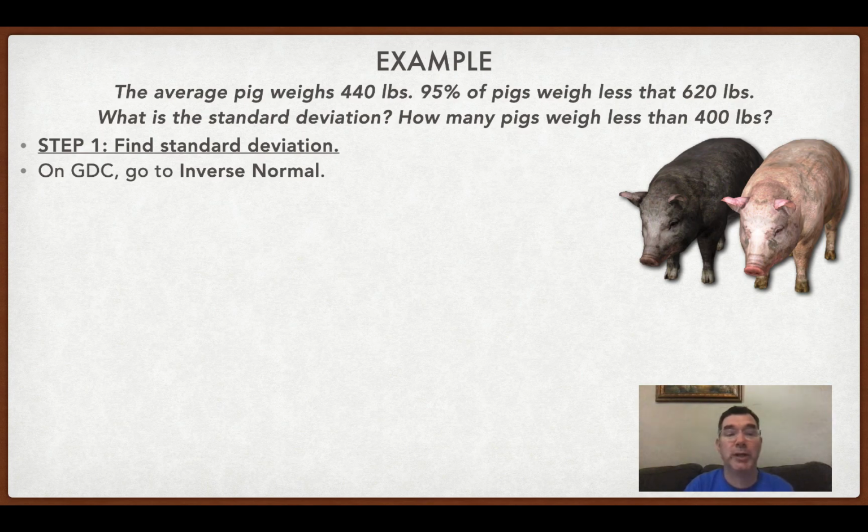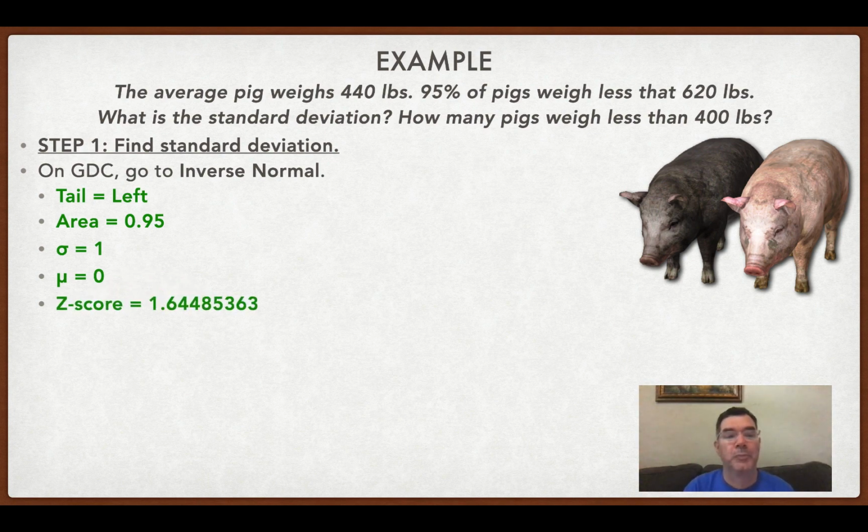So again, I'm going to go to inverse normal just like I did in previous slides. So you can follow those steps again. The tail is going to be left. The area is going to be 95% or 0.95. But since I don't know my standard deviation, I'm going to plug in a standard deviation of 1 and a mu of 0 so that I can get a z-score. So the z-score that I get from my calculator is 1.64485 and so on.